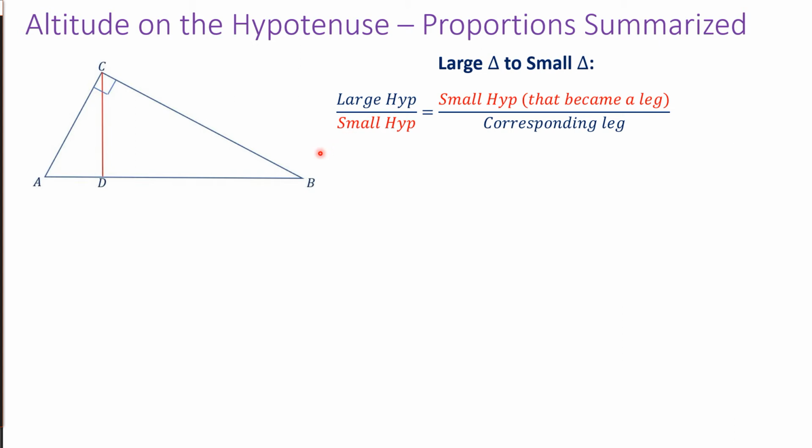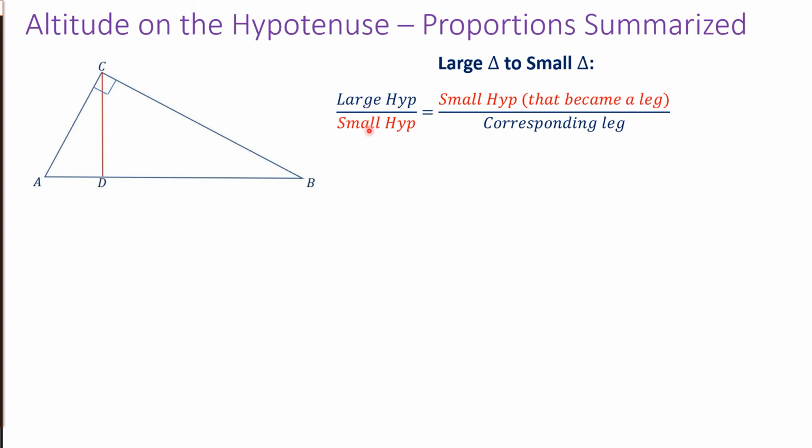And what happens here is this small hypotenuse, while it's the hypotenuse in the small triangle, it also serves as a leg in the larger triangle. And that's the relationship that's going to keep coming up over and over. So if I compare AB, the hypotenuse of the largest triangle, to AC, the hypotenuse of the smallest triangle, AC does double duty. It is also the smallest leg of the large triangle. So that's what we're going to compare.